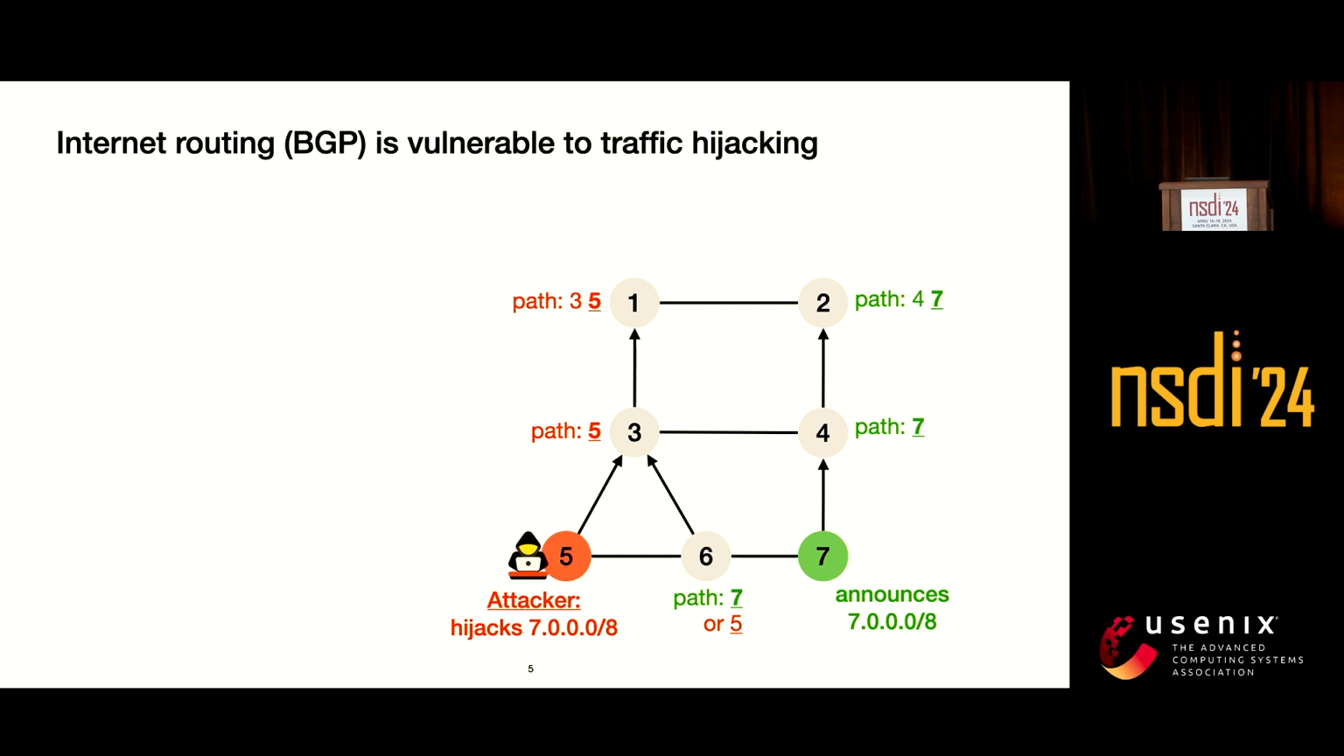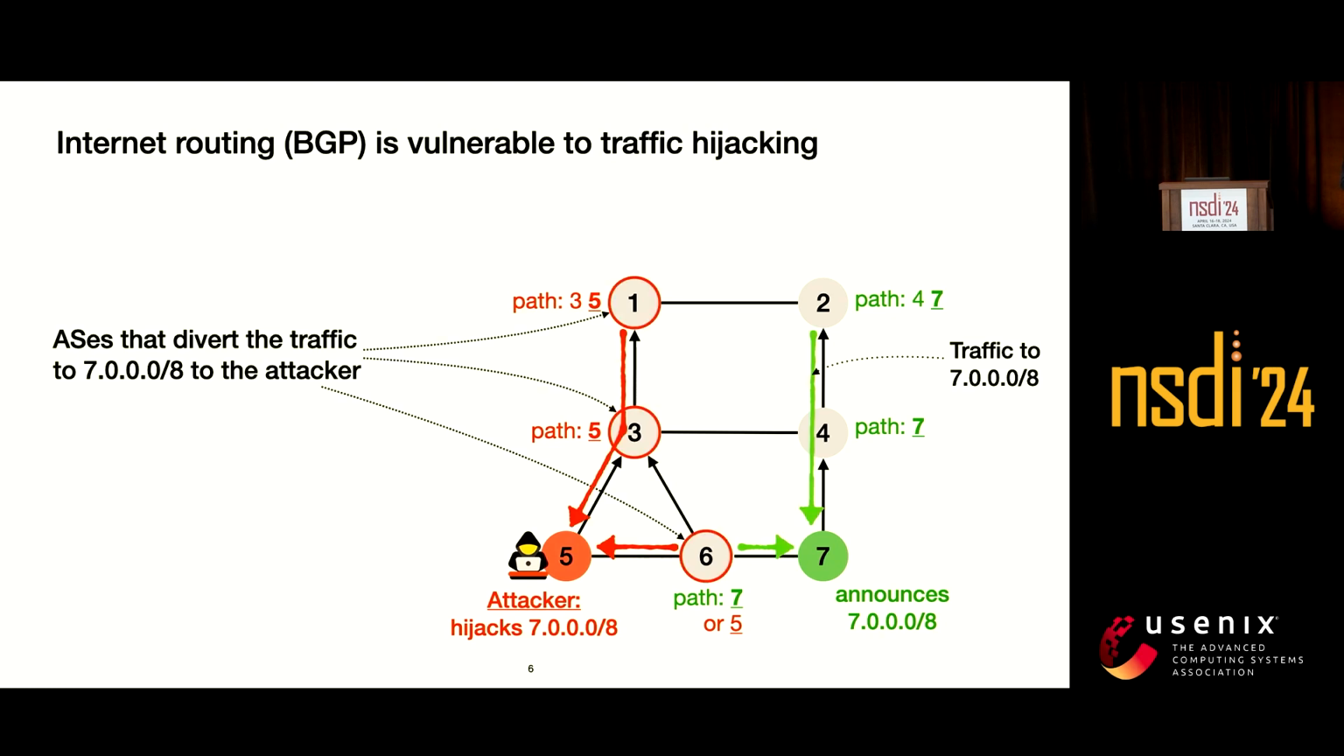Okay, so now imagine that there is an attacker, AS5, who hijacks this prefix. So there will be a hijack route that propagates through the mini internet. And some of the autonomous systems, actually here, 1, 3, and 6, will divert the traffic to the attacker because for those autonomous systems, the path is shorter towards the attacker.